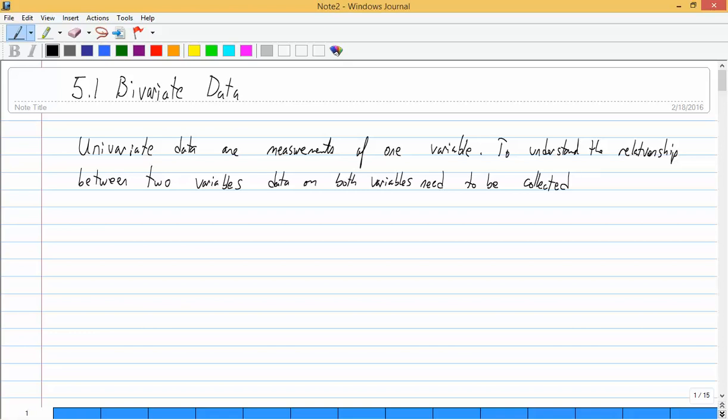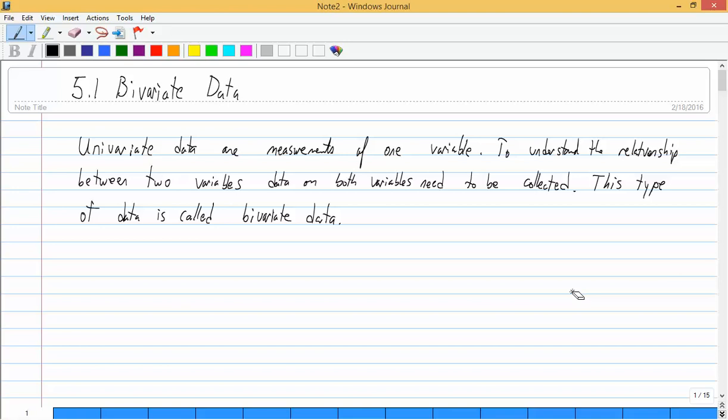Alright, so if you collect data on two variables to help figure out some relationship, if there is one, that type of data is called bivariate data. So, for example, think about it kind of like this.